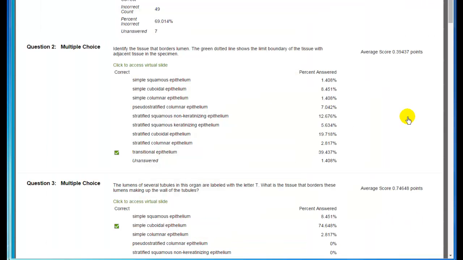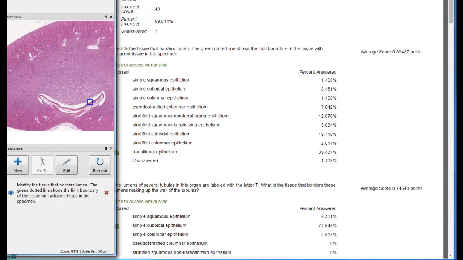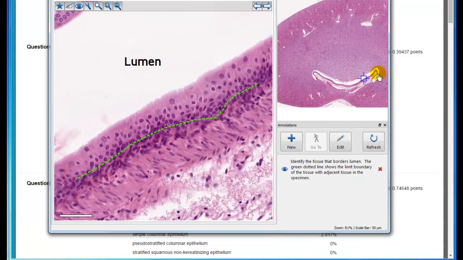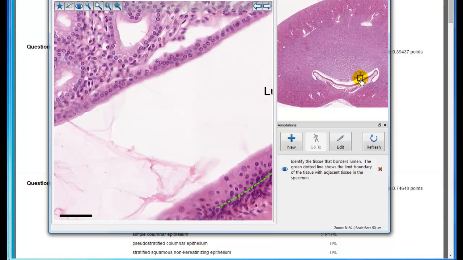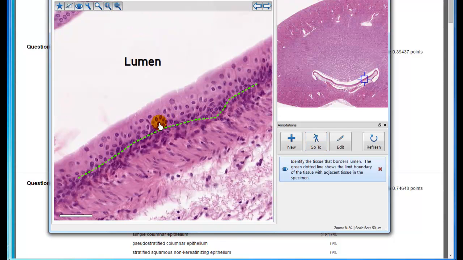The next question most missed was question 2. It's identify the tissue that borders the lumen, and the correct answer was transitional epithelium. And this is the specimen here. There's a specimen of kidney down here in the pelvis of the kidney, and here is the epithelium, and you can see it's stratified.